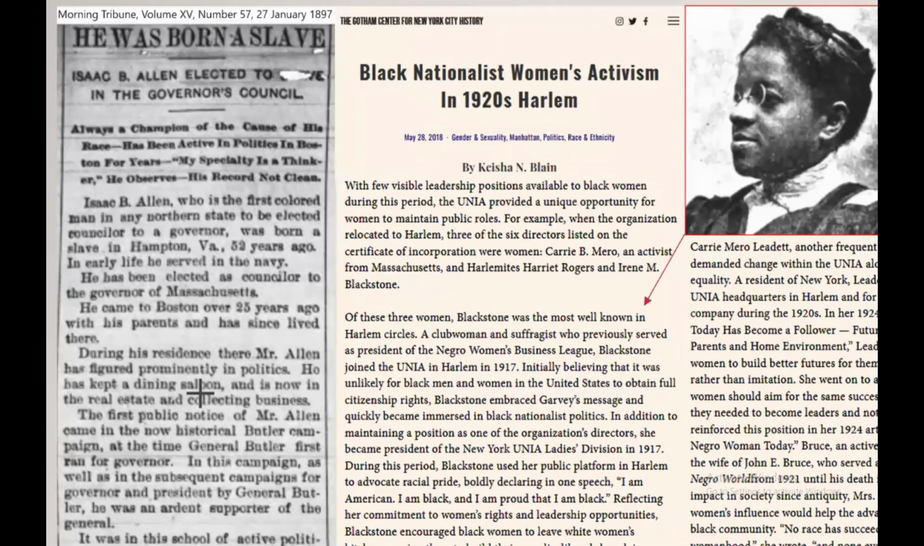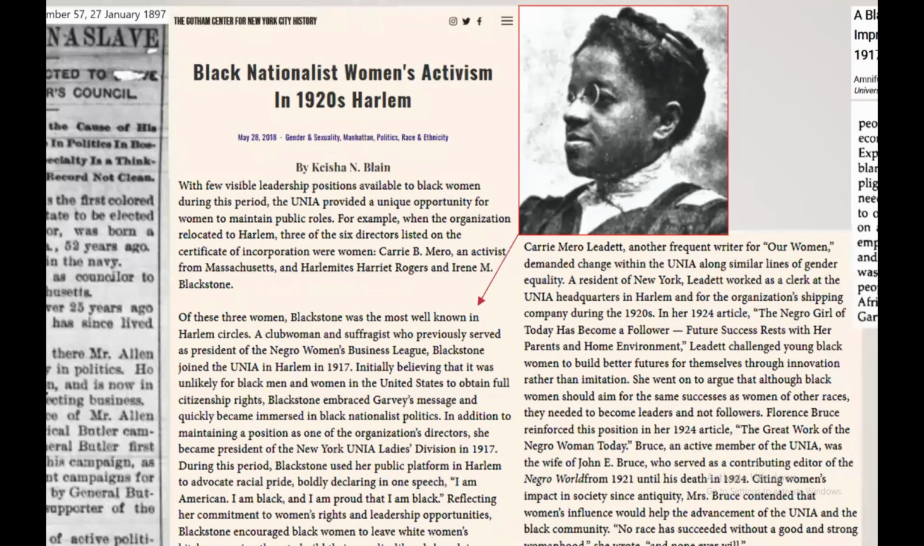He was born a slave. Isaac B. Allen elected to serve in the Congress. To serve in the Governor's Council. Okay, Isaac B. Allen, who is the first colored man in any northern state to be elected counselor to a governor, was born a slave in Hampton, Virginia, 52 years ago. And he was a founding member.